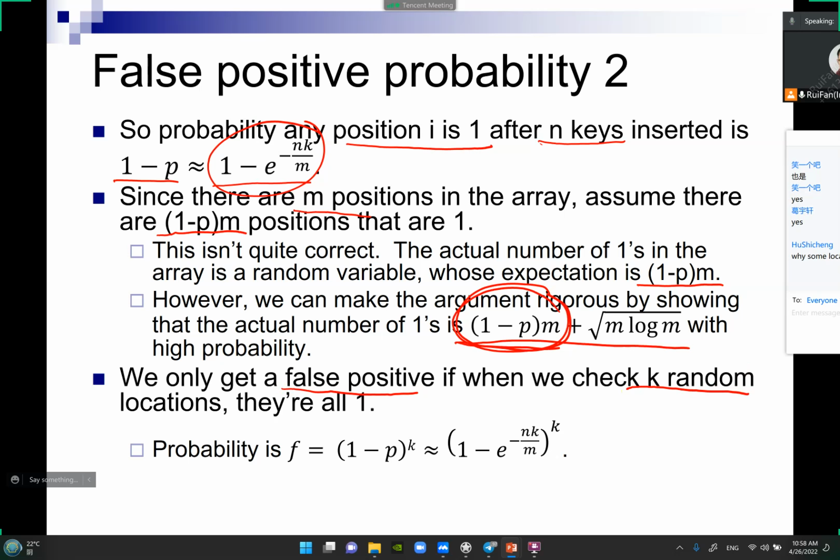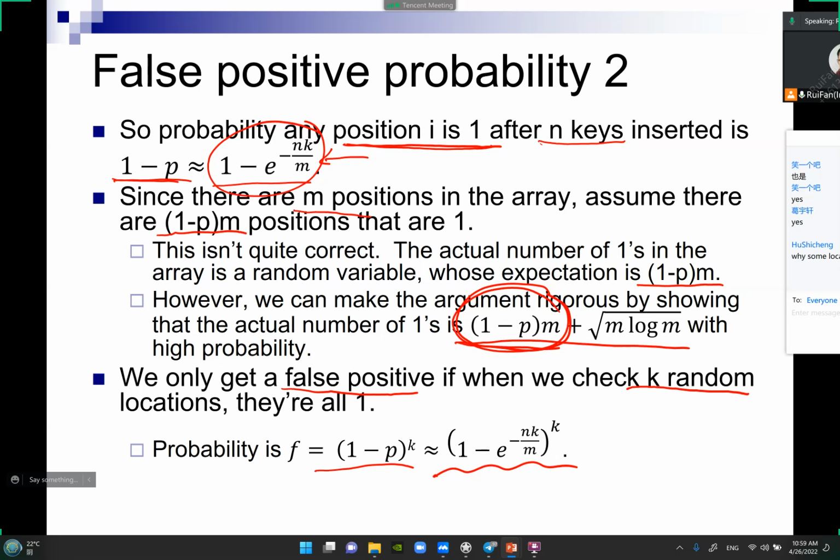But what is the probability that all k locations are 1s? Well, each position is 1 with probability 1 minus p. So therefore, all k positions are 1 with this probability, which, if you plug in this expression over here, is what you end up with. So this is the expression for the false positive probability.